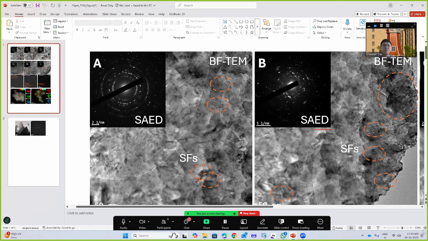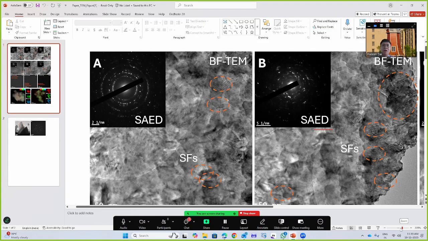The SAED also indicates that it's a polycrystalline material, but unfortunately, the structures of the rhombohedral and the cubic phase are too similar, so both of them fit, and it doesn't make sense for me to present too much.